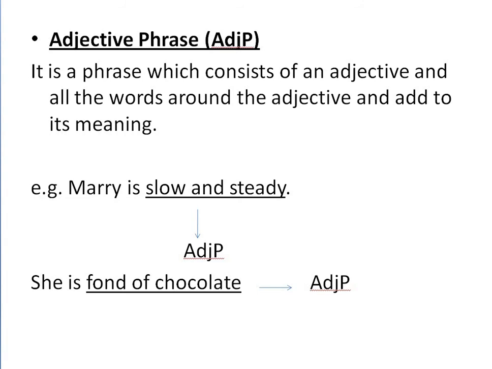Adjective phrase. It is a phrase which consists of an adjective and all the words around the adjective that add to its meaning. Those words which are acting as an adjective in a sentence are termed an adjective phrase. Mary is slow and steady. So slow and steady is an adjective phrase. She is fond of chocolate. So fond of chocolate is actually an adjective phrase.